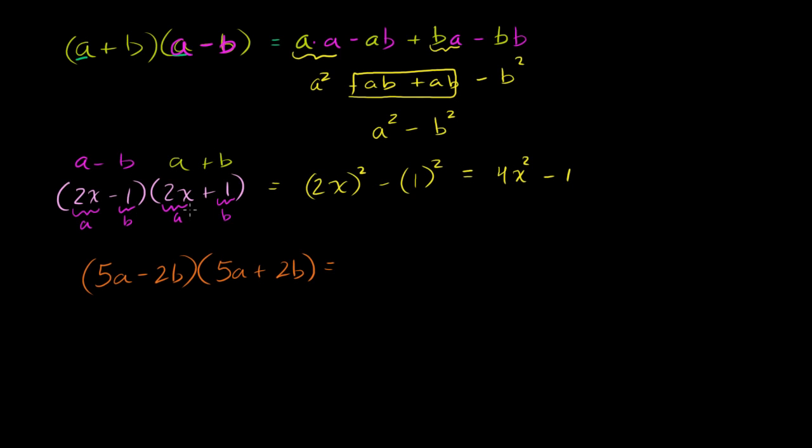So this is going to be, using the pattern, 5a squared minus 2b squared, which is equal to 25a squared minus 4b squared. And, well, I'll leave it there, and I'll see you in the next video.